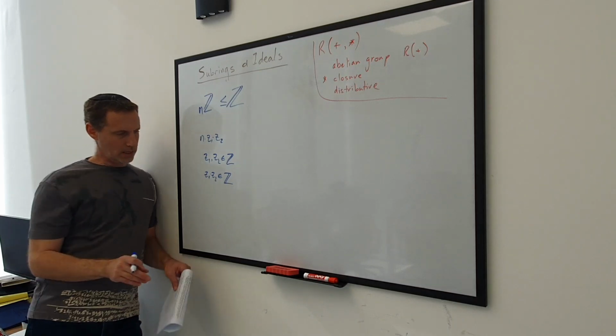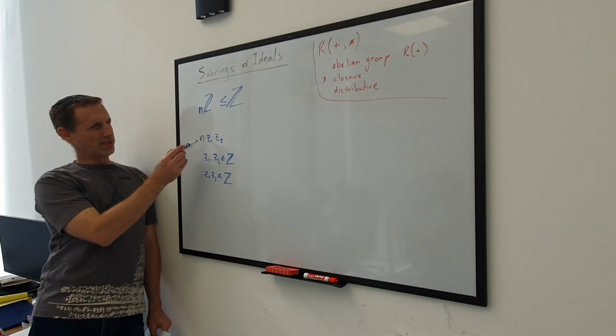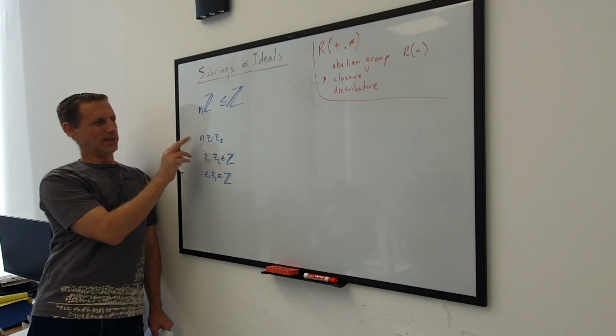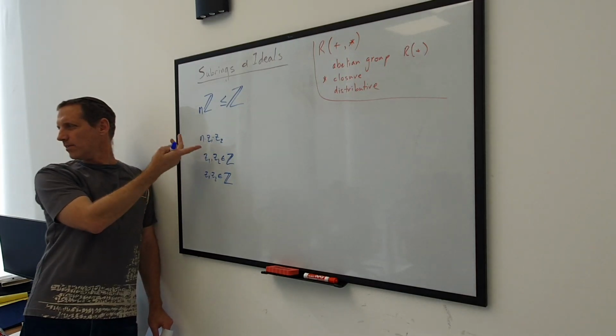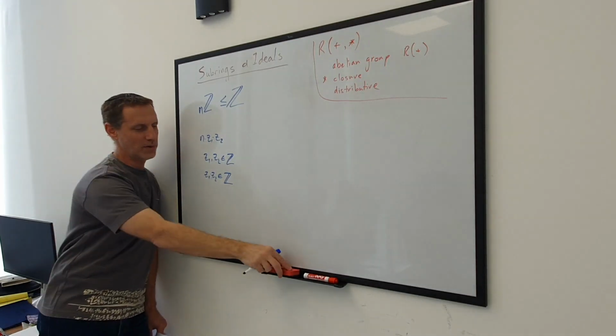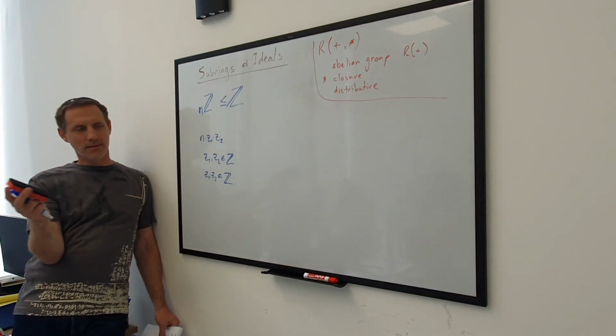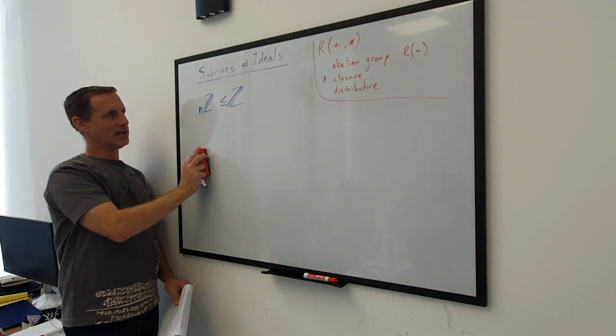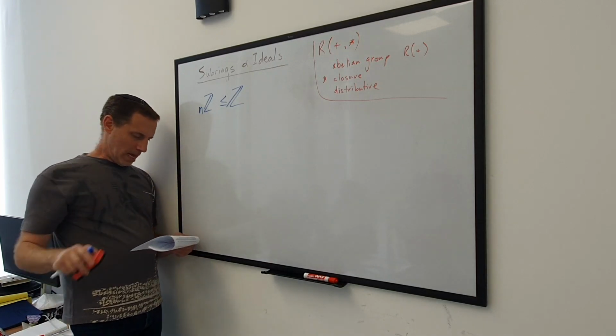Notice that I only checked it on one side. Technically I would need to also check it on the other side, if I want to say that it's not just a one-sided ideal. But because everything is commutative here, it's fine.